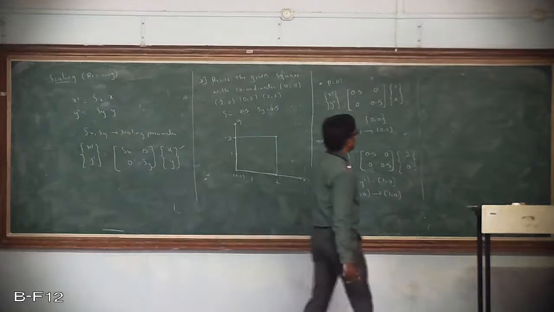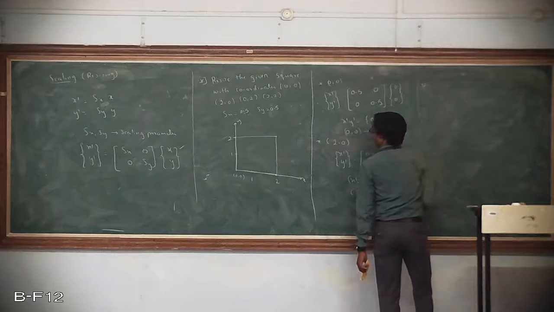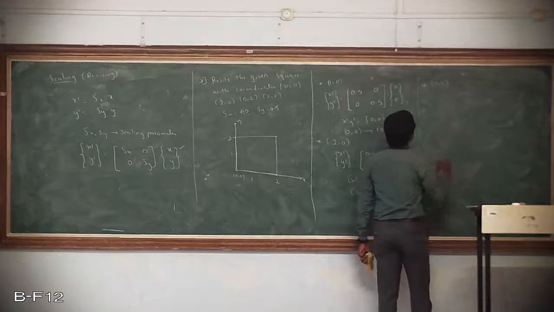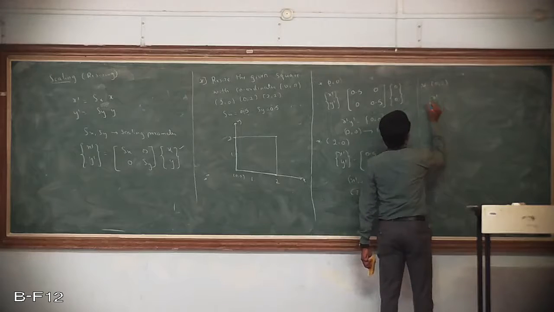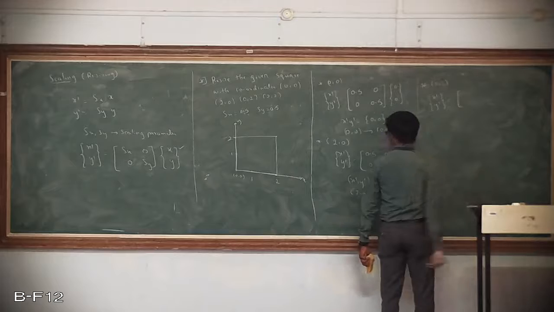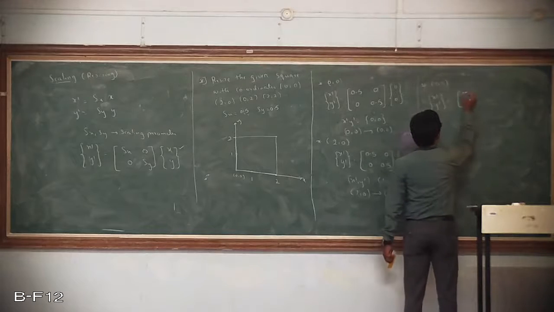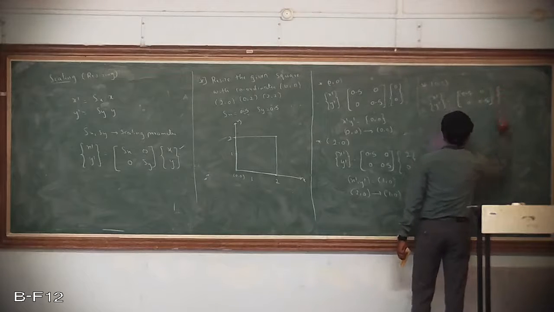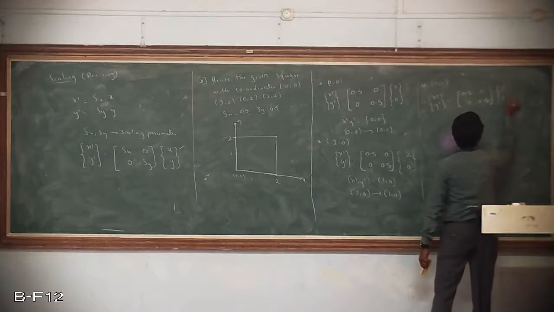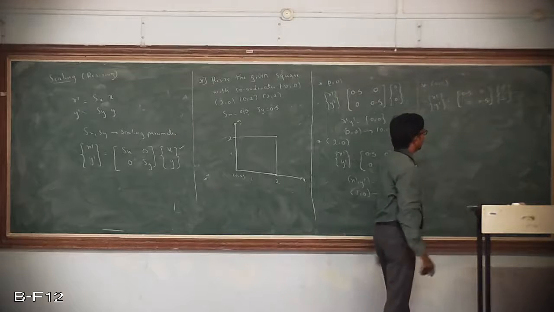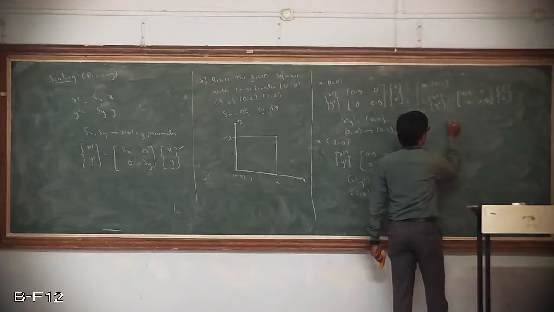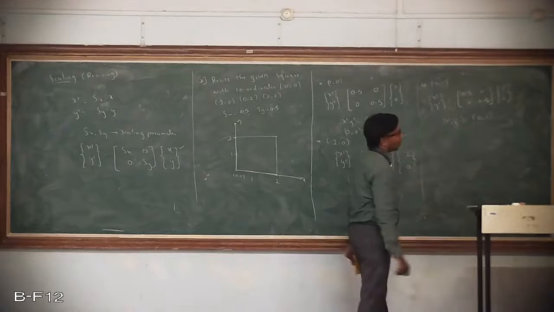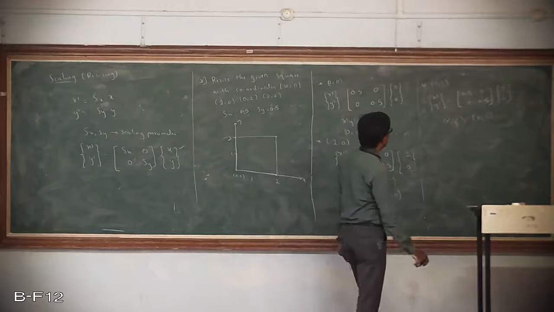Same way, if I go with the third point, the third point is 0 comma 2. So we'll go with that. X dash y dash will be equal to 0.5, 0, 0, 0.5, and the ordinates are 0 and 2. So if I calculate that, x dash y dash will be equal to 0 comma 1. Just go through that, 0 comma 1.